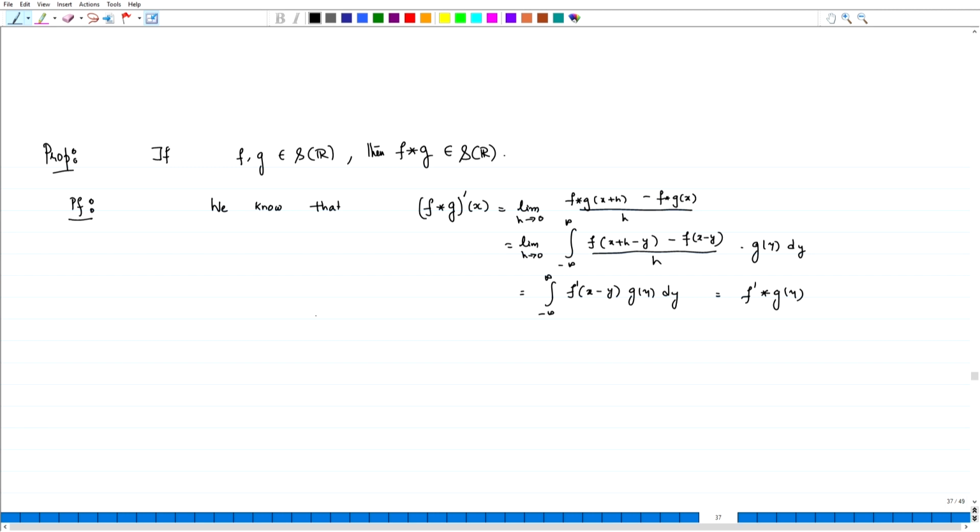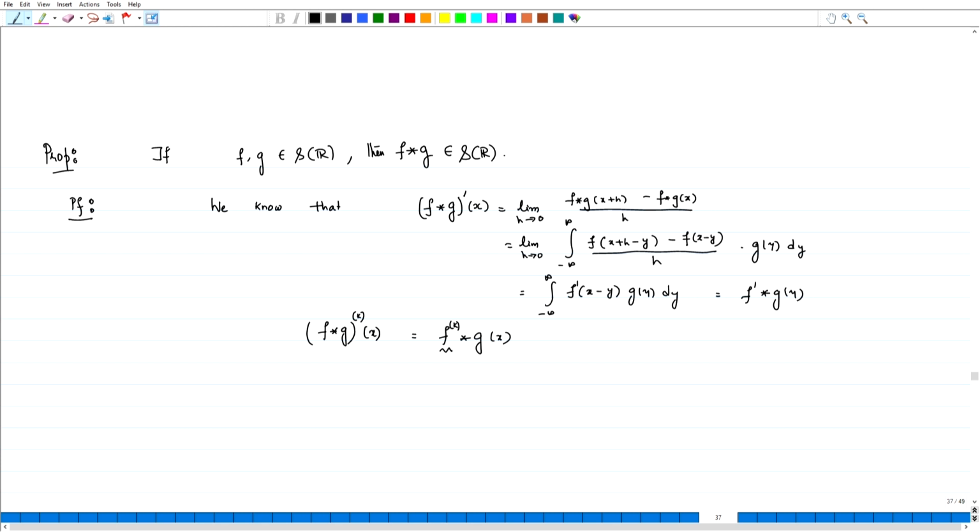By repeatedly doing this, the kth derivative of f convolution g exists and is nothing but f kth derivative convolution g, and all these kth derivatives of f are again in the Schwartz space. So, we can define the convolution; there is no issue over that.